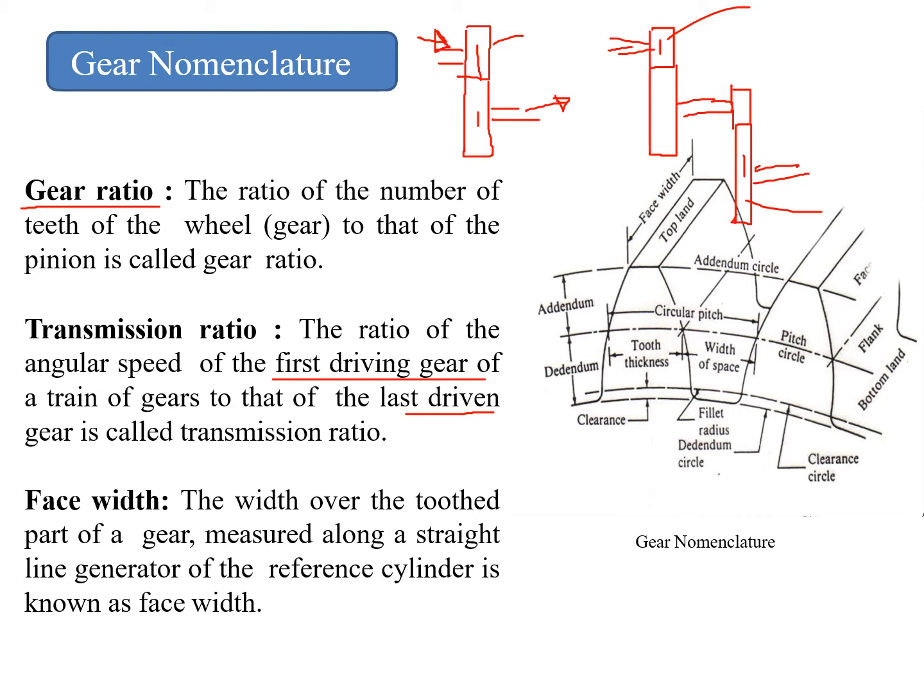Face width: the width over the tooth part of the gear, measured along a straight line generator of the reference cylinder, is known as face width. So in the diagram you can see this surface is nothing but your face width. It is the width of the tooth, measured along a straight line generator of the reference cylinder.